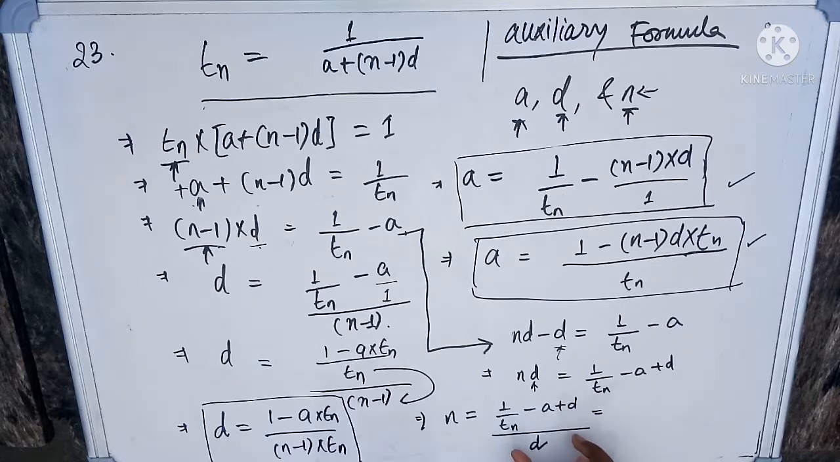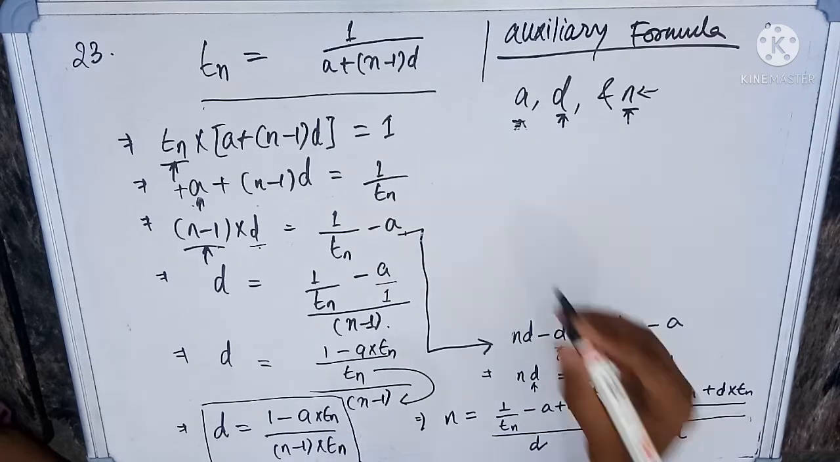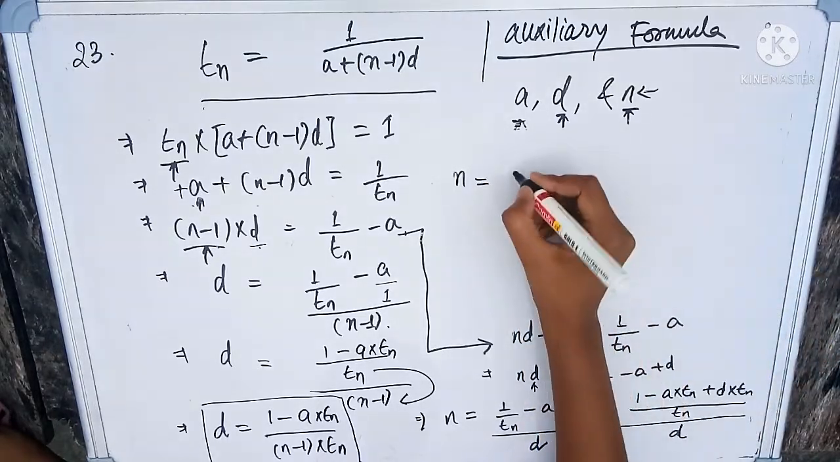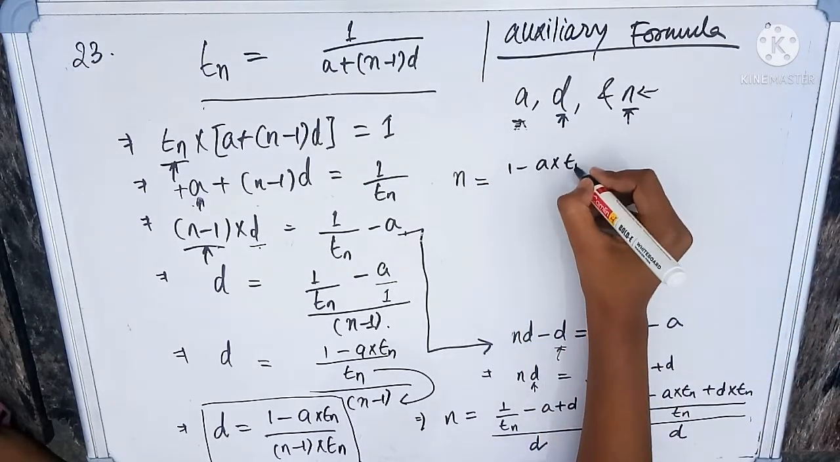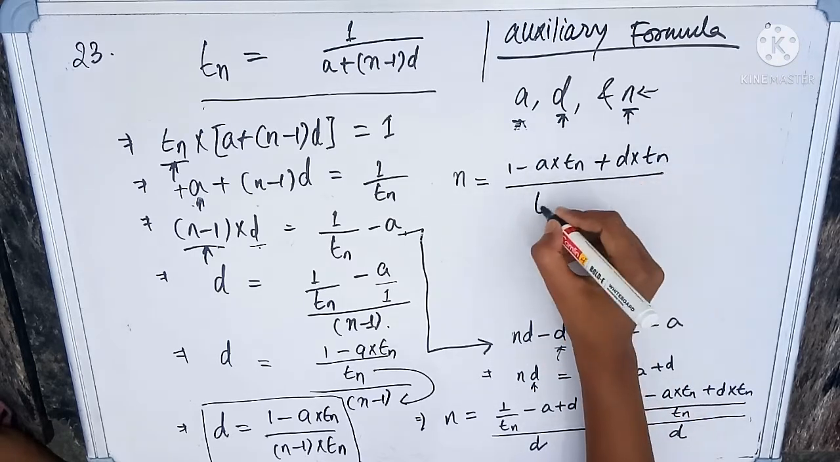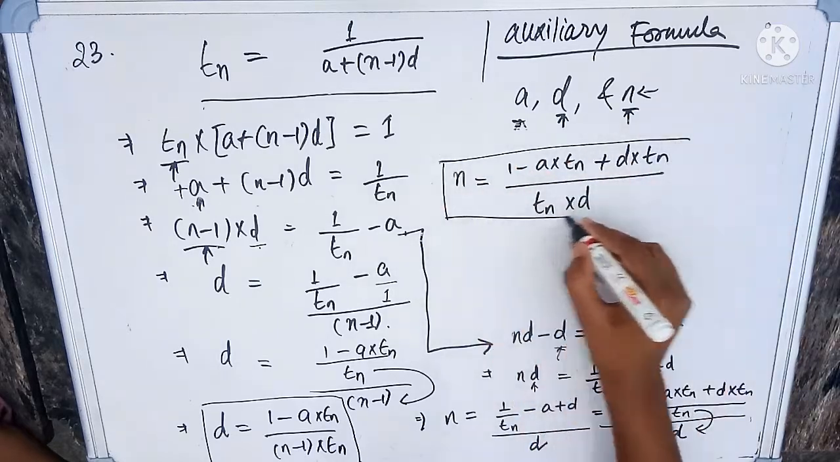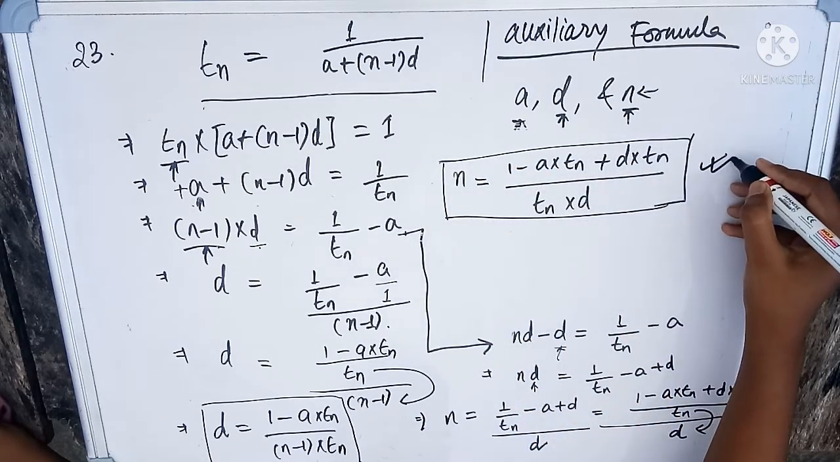Now here we can find out the LCM and write it as 1 minus a multiplied by t of n plus d multiplied by t of n, divided by t of n, and whole of this is divided by d. In the next step we can write it as n is equal to 1 minus a multiplied by t of n plus d multiplied by t of n divided by t of n multiplied by d. This can be the formula of n.